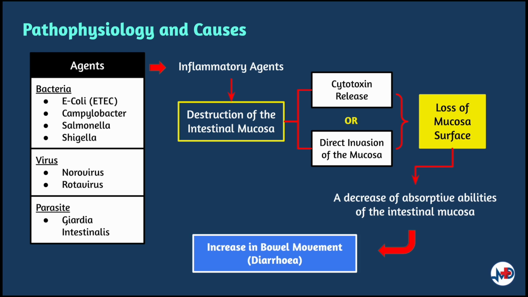What happens here is it develops an inflammatory reaction causing destruction of the intestinal mucosa, either by cytotoxin release by the pathogens or direct invasion of the mucosa. And loss of mucosal surface now leads to a decrease of absorptive abilities of the intestinal mucosa, hence causing increase in bowel movement or diarrhea.